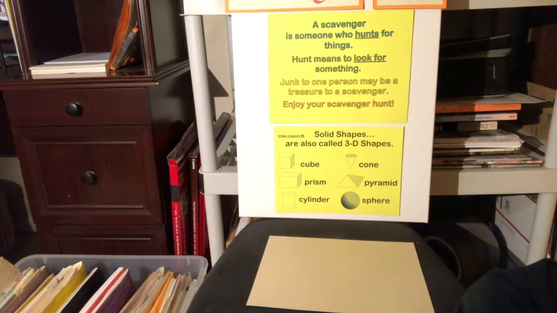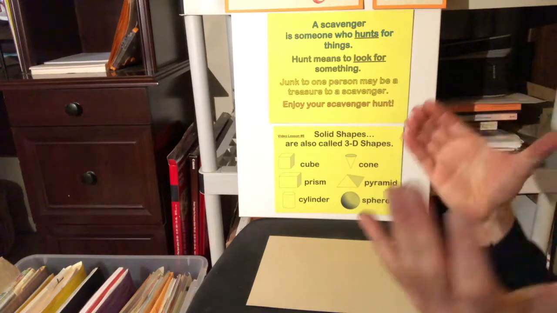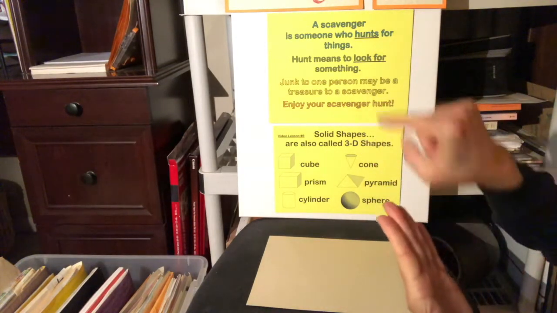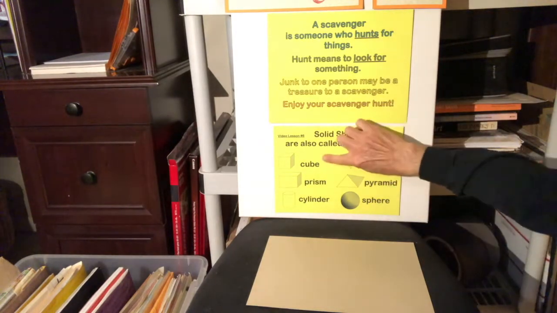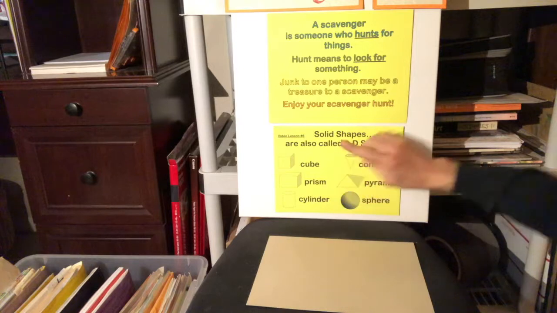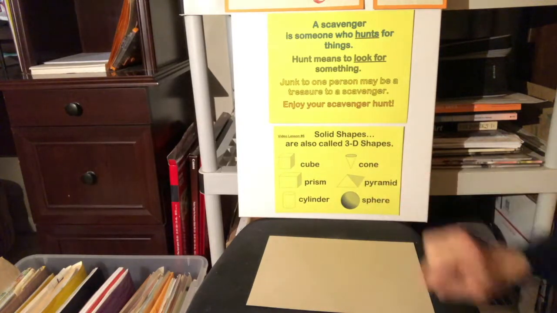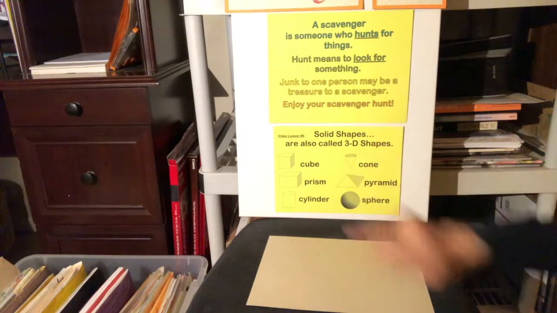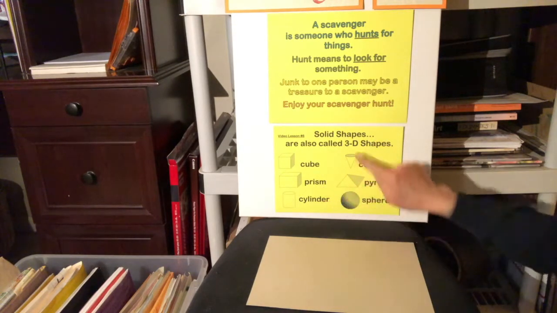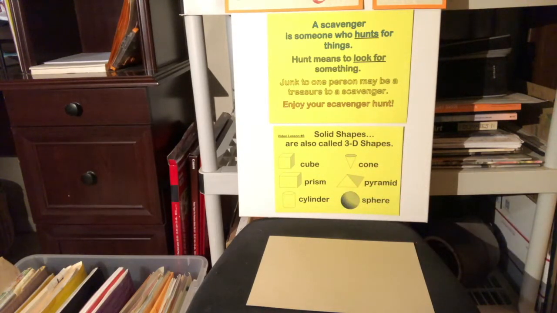Finally, we have a sphere. Now, a sphere looks like a circle, but it's actually round. It's not flat like a circle. It's round. Cube, prism, cylinder, cone, pyramid, sphere. The main ones you're going to want to remember today are cube and prism. But I do want you to be aware of what the other ones are as well.